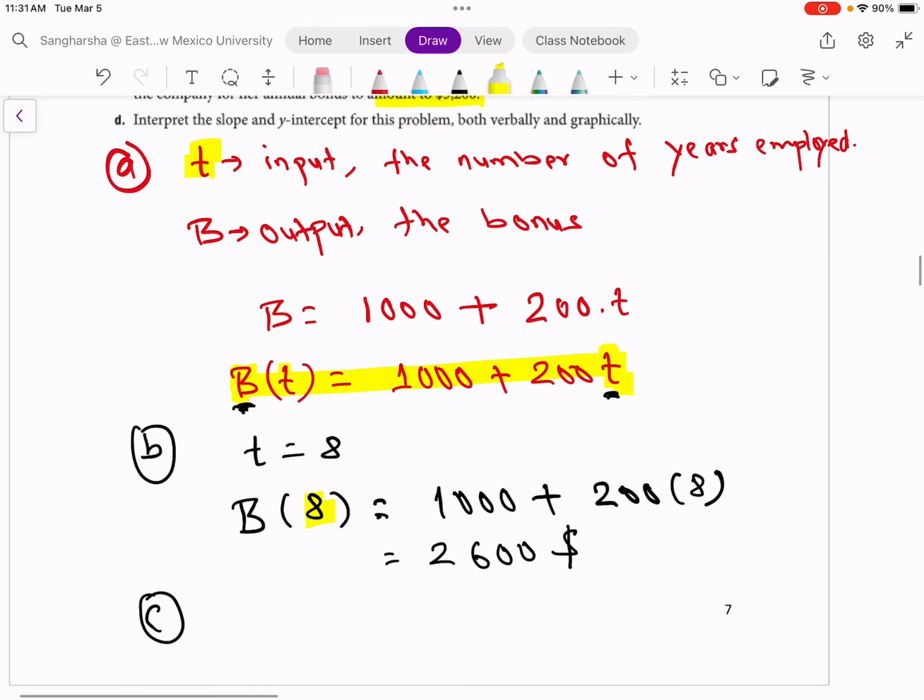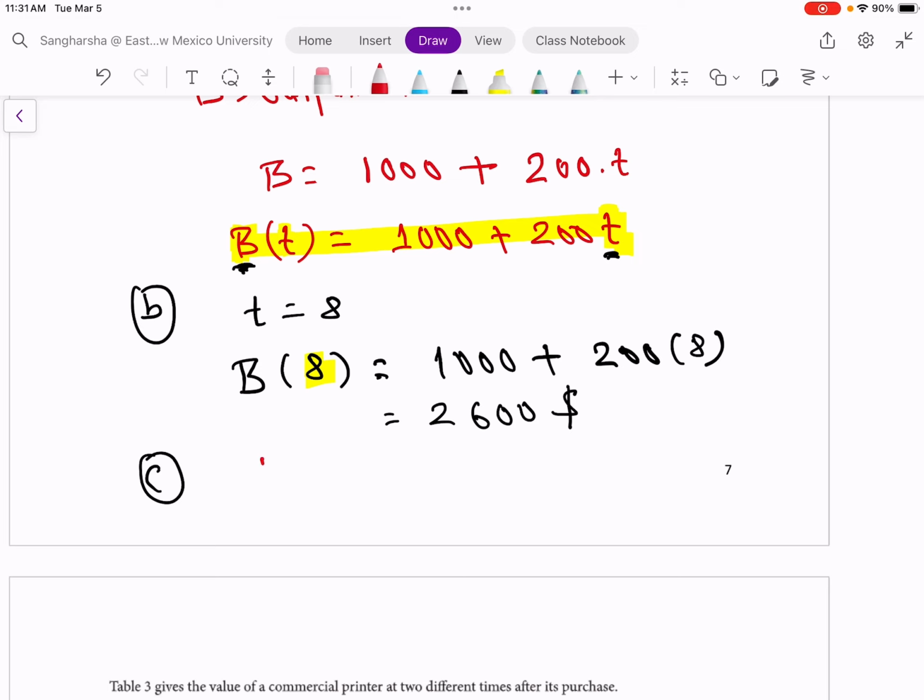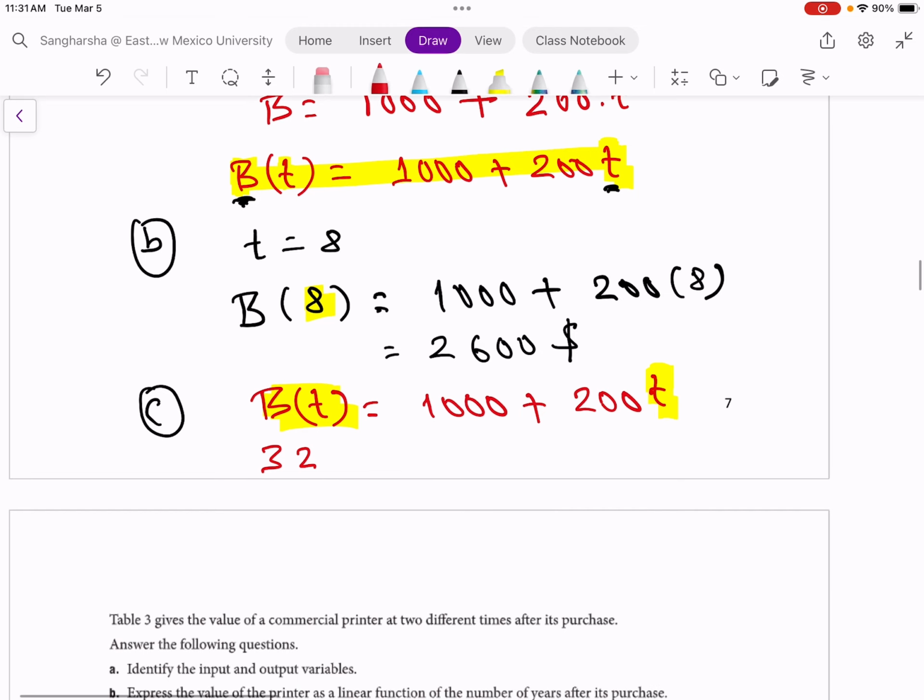So let's take our bonus function. Our bonus function B of t is 1000 plus 200t. We are asked to find t. We don't know t, but we know the bonus, and that bonus is 3200. So we have 3200 equals 1000 plus 200t. Now we solve this equation. This is a linear equation, and we know how to solve it. You subtract 1000 on both sides.